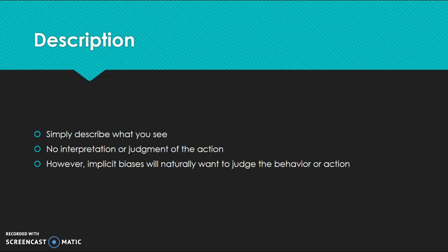When you're describing a situation like that, you're just describing what you see. You're not interpreting, you're not judging the action, just what you see in plain sight. However, your implicit biases will naturally want you to judge the behavior or action. So go ahead, take a second and talk amongst yourselves about what you saw in that situation.